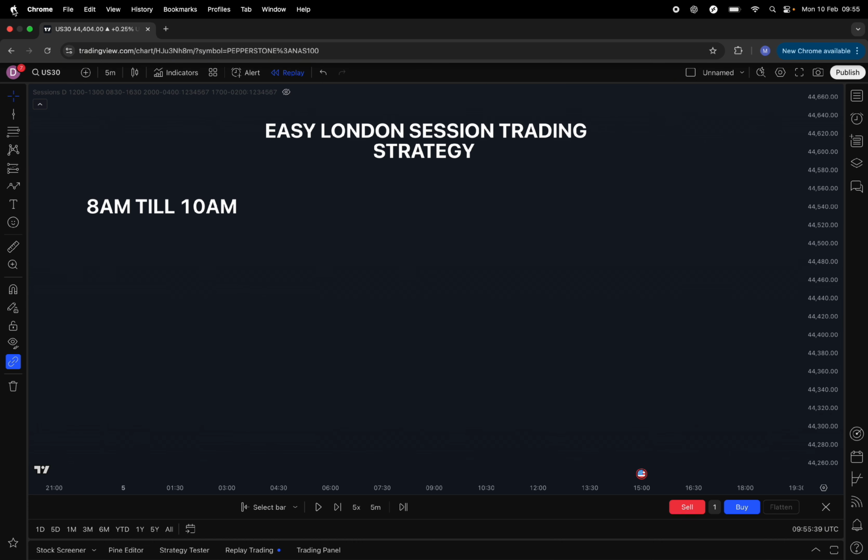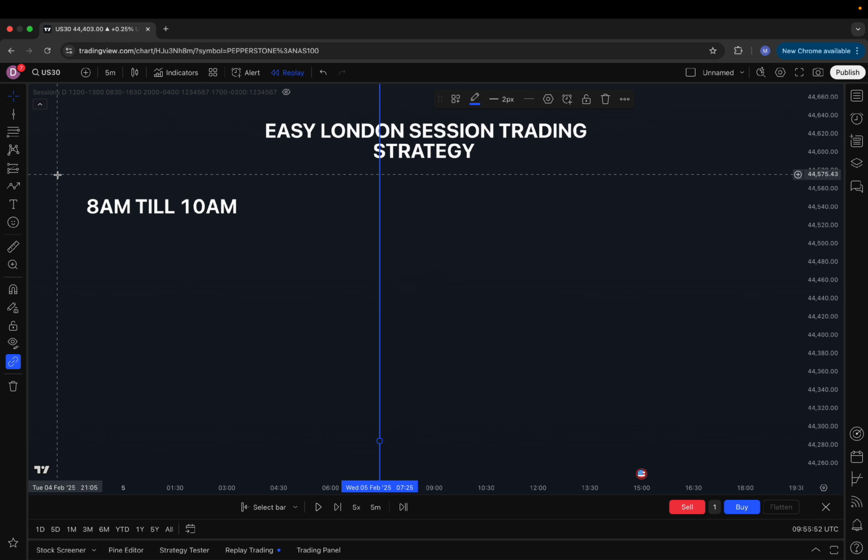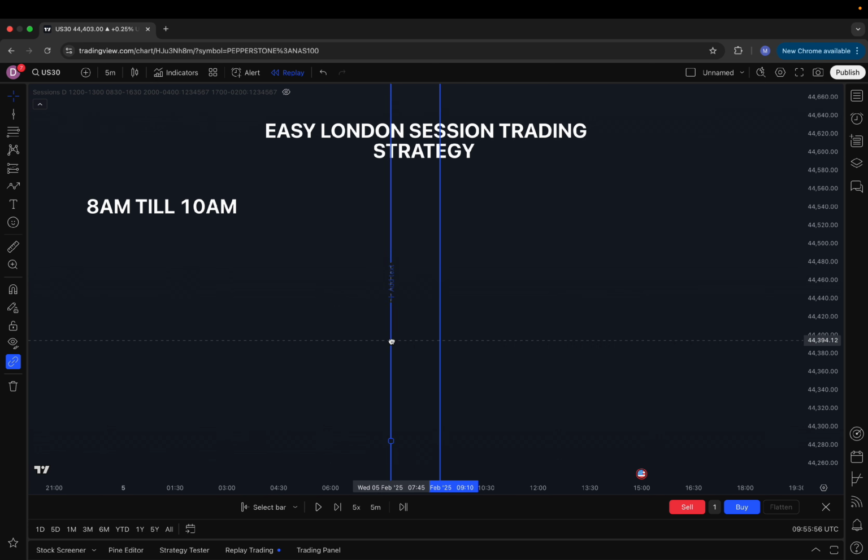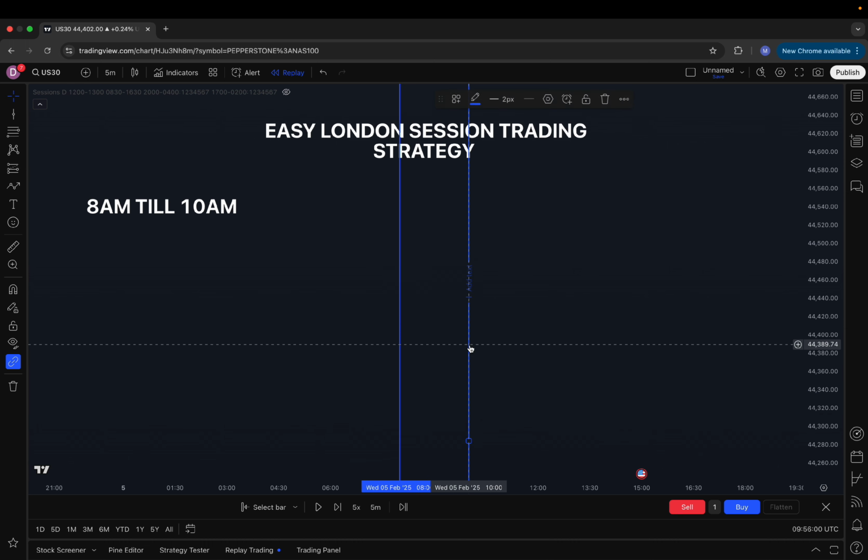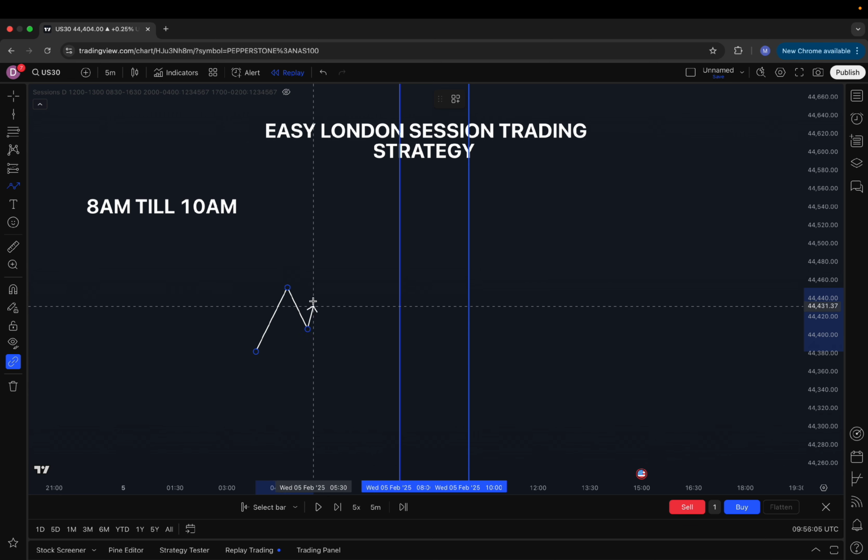And essentially what we're looking for is a liquidity sweep, a high or a low being taken, and then targeting opposing liquidity. So I'll just show you an example. So I'll set this to 8 a.m. and that will be our 10 a.m. close.